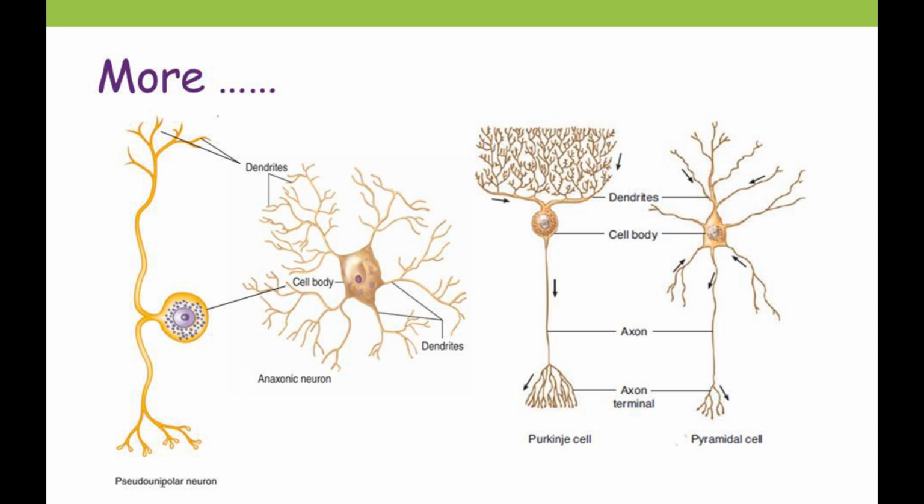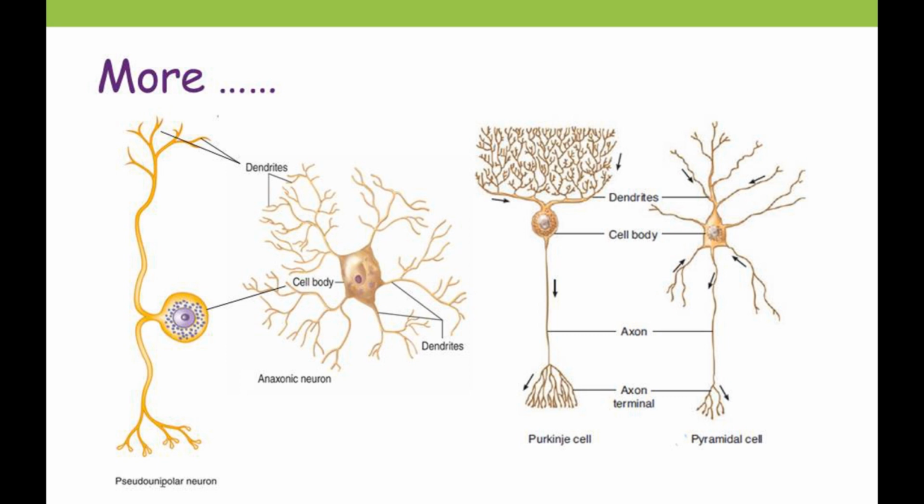Another type of neuron is the anaxonic neuron, which does not have an axon. It has several dendritic extensions from the cell body, but no axon. Purkinje cell is another type of multipolar neuron, where the extensions from the cell body, which form the dendrites, form a tree-like reticular structure, and the axon terminal forms a triangle-shaped structure.